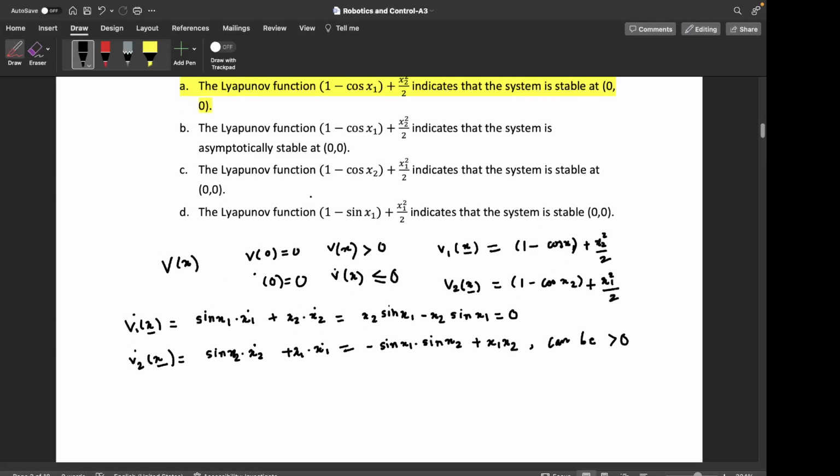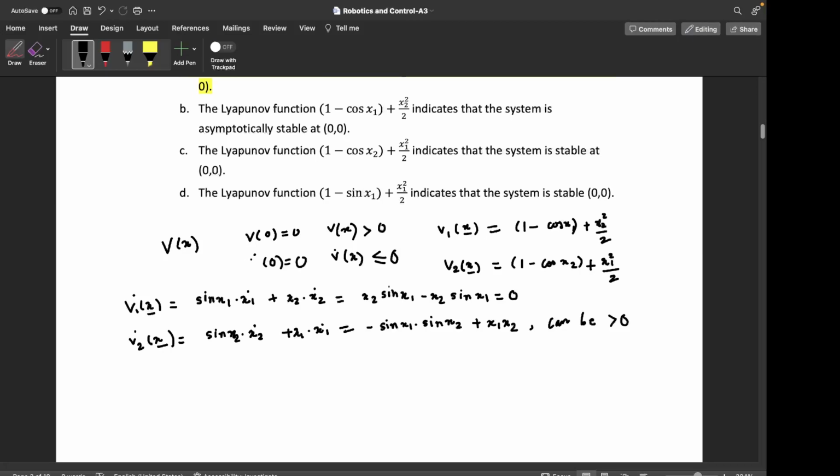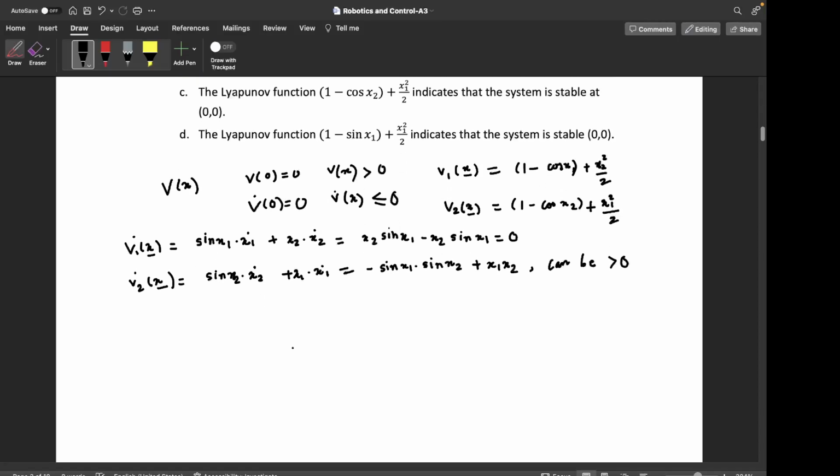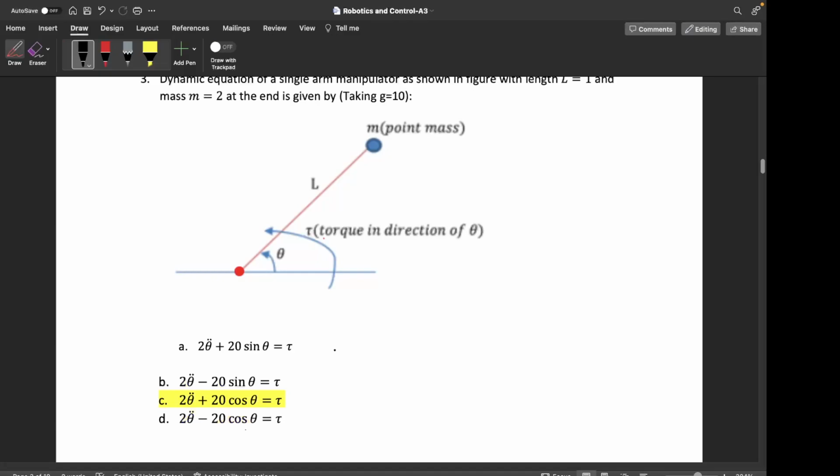So the Lyapunov function is given, and you just have to verify these conditions, right? Let's move on to the next question.